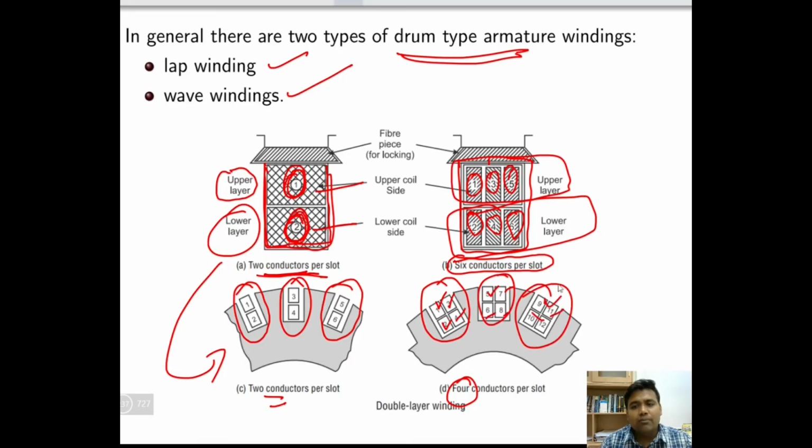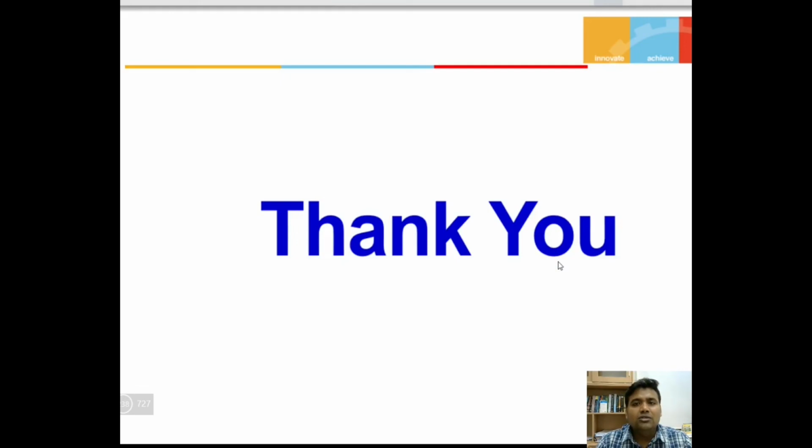So this is the way by which the conductors are placed in the armature slots. We do not use the ring type of winding; rather, drum type winding is used nowadays, which is divided into lap winding and wave winding. So in the next lecture we will focus on lap winding and wave winding.